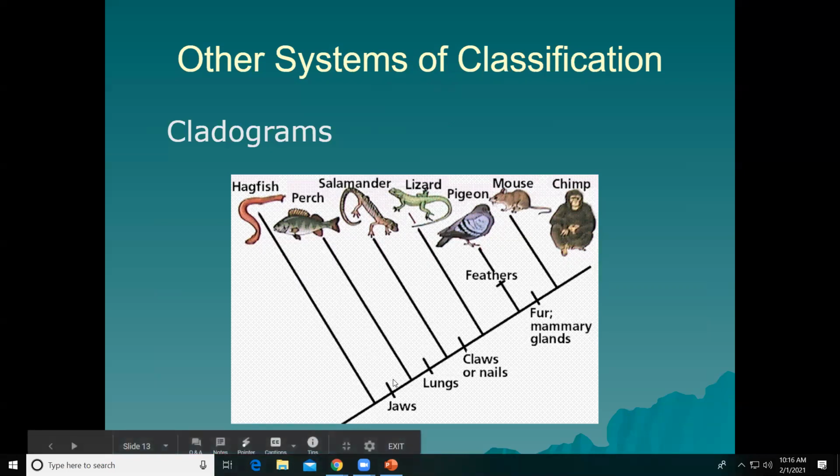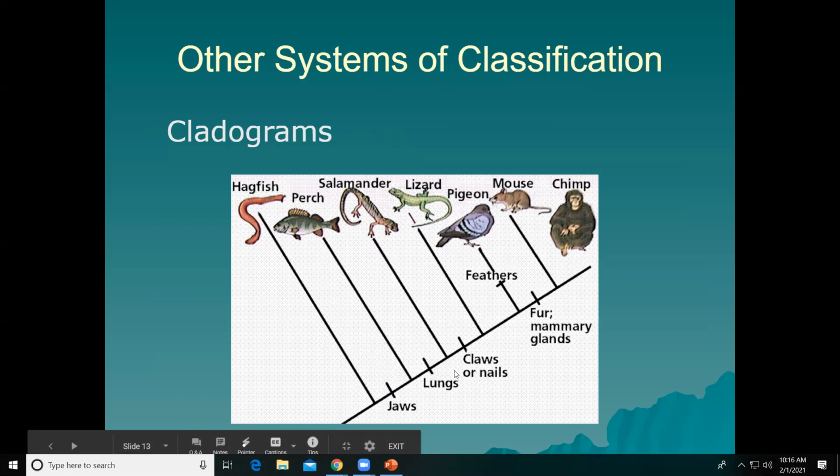But anything past the point where we see the jaws means that all the organisms past that will have jaws. So a perch, salamander, lizard, pigeon, mouse, and chimp all have jaws, where the hagfish does not. The next branch point you can see is lungs. Anything past that point, like the chimp, mouse, pigeon, lizard, and salamander, have lungs. The perch does not. The perch has gills.